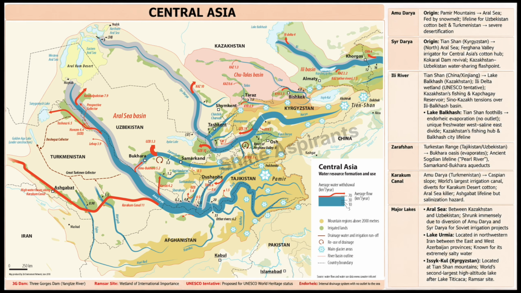Zarafshan River. Origin, Turkestan Range, Tajikistan and Uzbekistan, Bukhara Oasis, evaporates. Key facts. Ancient Sogdian lifeline called Pearl River. Samarkand Bukhara aqueducts, historic irrigation.